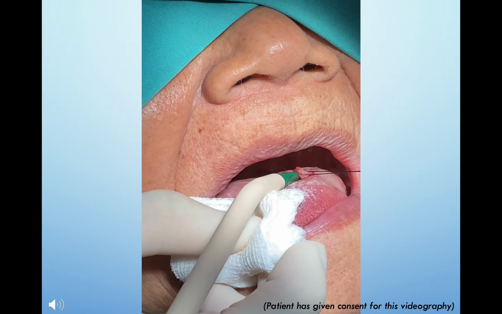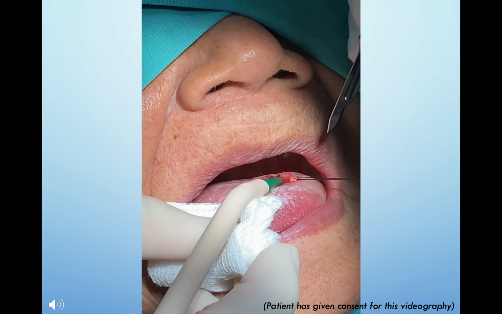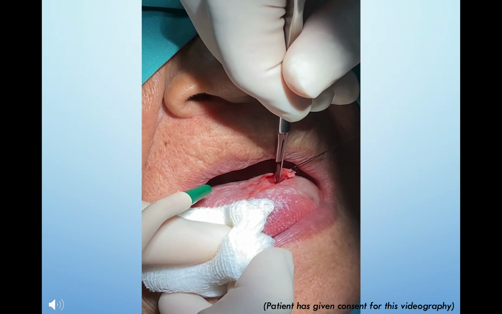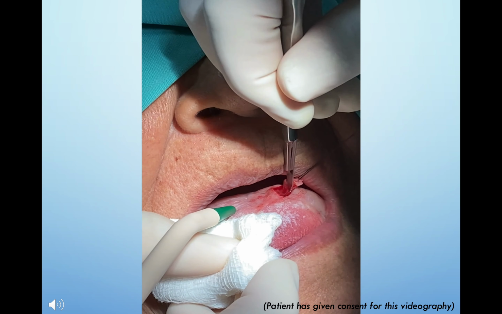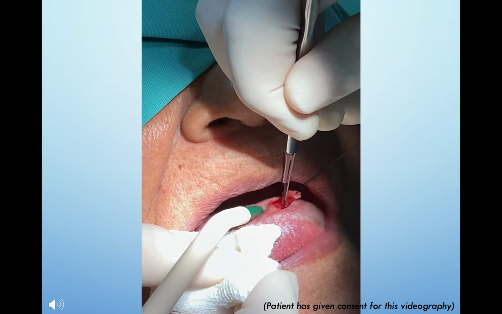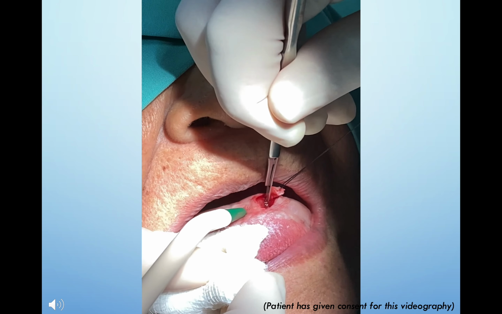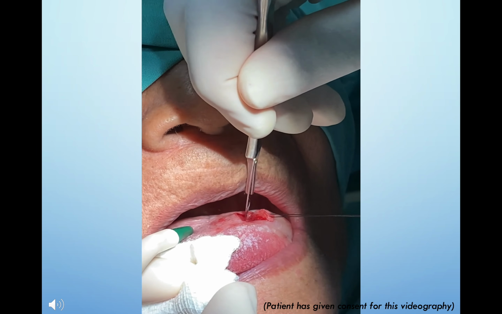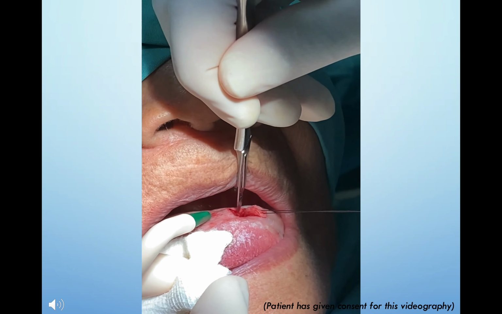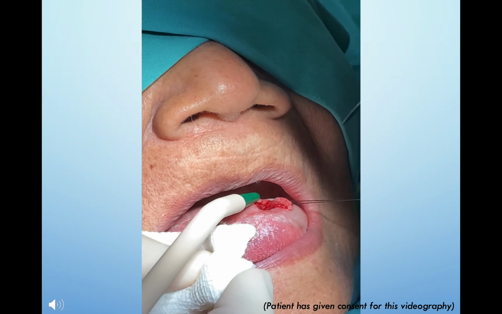So there is some bleeding, and the assistant is there not just to retract the tissue, but also sometimes to stop the bleeding and clear the view for the surgeon. Suction can be placed, but be careful not to place it near the base of the lesion; just gently swipe around the lesion or the biopsy site.